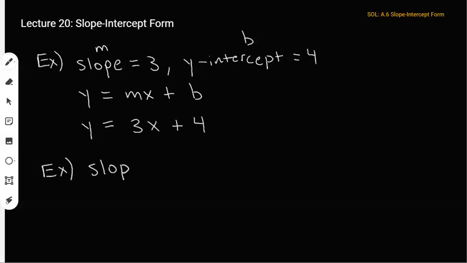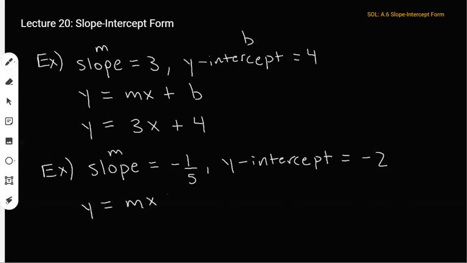Let's try another one like that. Let's say our slope is negative 1/5. And our y-intercept is negative 2. So for this one, our m value is going to be -1/5. So I'll write m above slope. So when I do my equation, it's going to be y equals mx plus b. Our m is going to be -1/5. So I'm going to write -1/5 x plus -2, which is the same thing as minus 2. So I'm going to write my y-intercept as -2. So I get y equals -1/5 x minus 2.